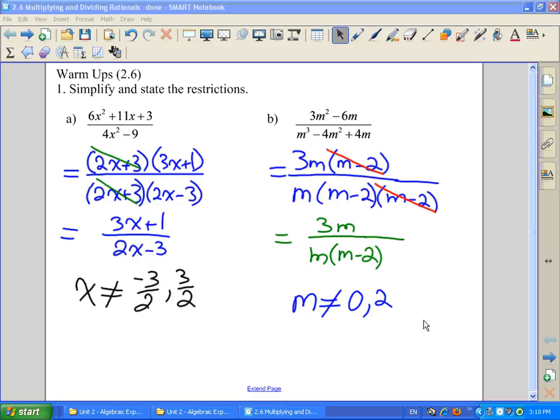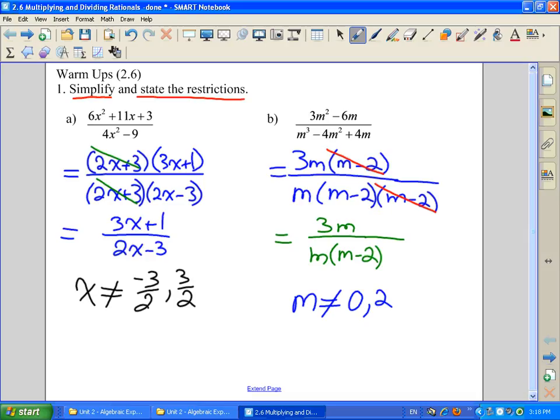Today we're looking at lesson 2.6, which is multiplying and dividing rationals or rational expressions. Let's take a look at some warm-ups. This is what we should have remembered or discovered last day when simplifying and stating restrictions. So simplify and state the restrictions.